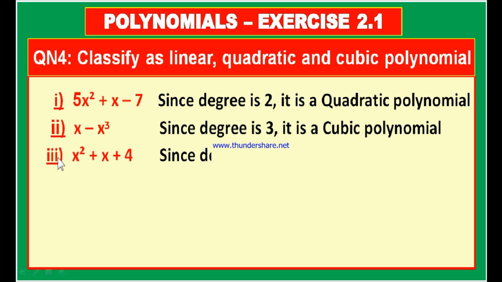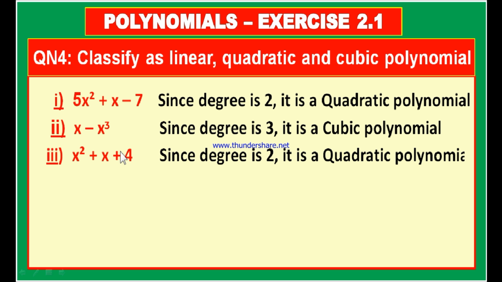Now third bit, x square plus x plus 4. This polynomial contains 3 terms. The first term x square, the exponent is 2. The second term x, the exponent of the variable is 1, and the third term is 4, which is 4 into x power 0, exponent is 0. Therefore, among 2, 1 and 0, the highest exponent is 2. Since 2 is the highest exponent, it is the degree. The degree of the given polynomial is 2. Since the degree is 2, it is a quadratic polynomial.